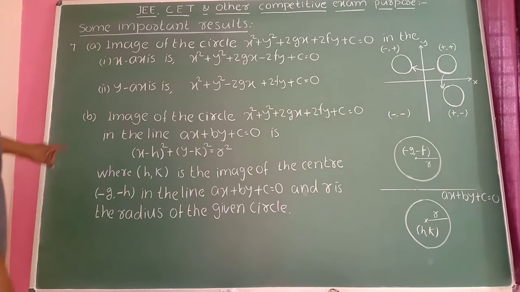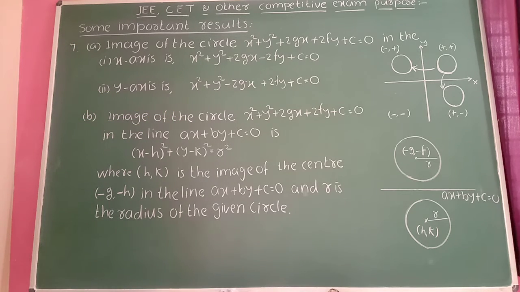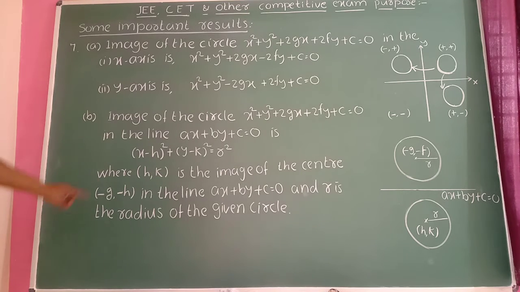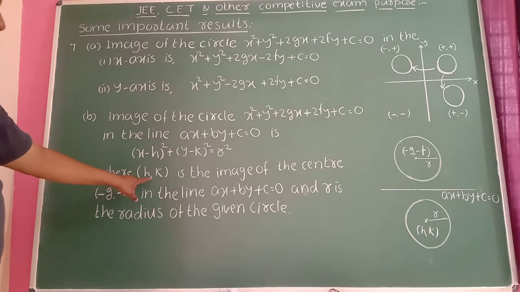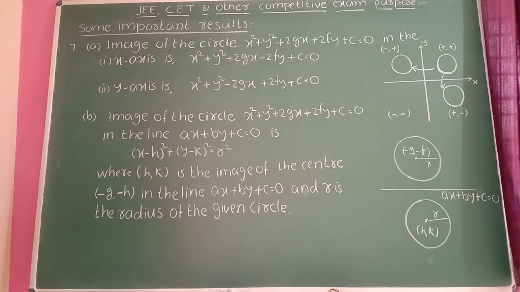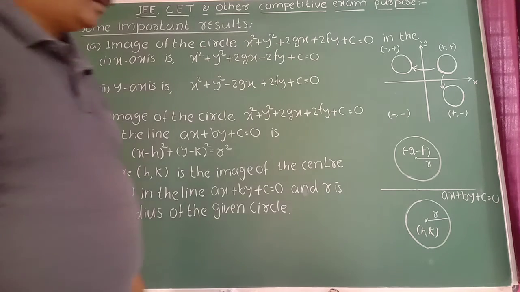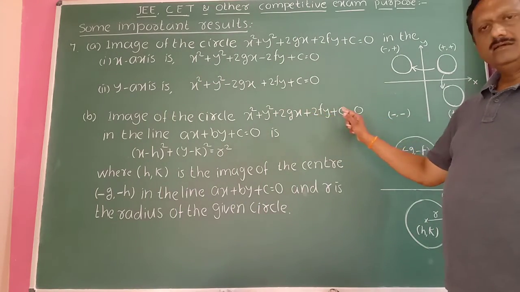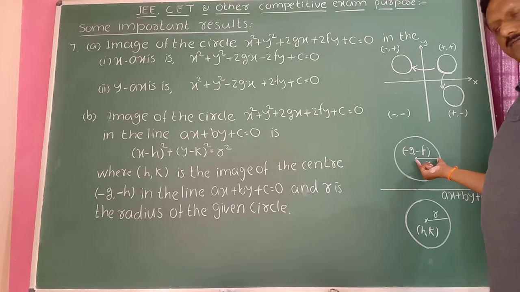So next one, the image of the circle x square plus y square plus 2gx plus 2fy plus c equal to 0 in the line ax plus by plus c equal to 0 is x minus h whole square plus y minus k whole square is equal to r square, where h comma k is the image of the center minus g, minus f in the line ax plus by plus c equal to 0, and r is the radius of the given circle here. Means if this is a circle here, the equation of this circle is this here, and you know the center of this circle is minus g, minus f, and the radius is r.